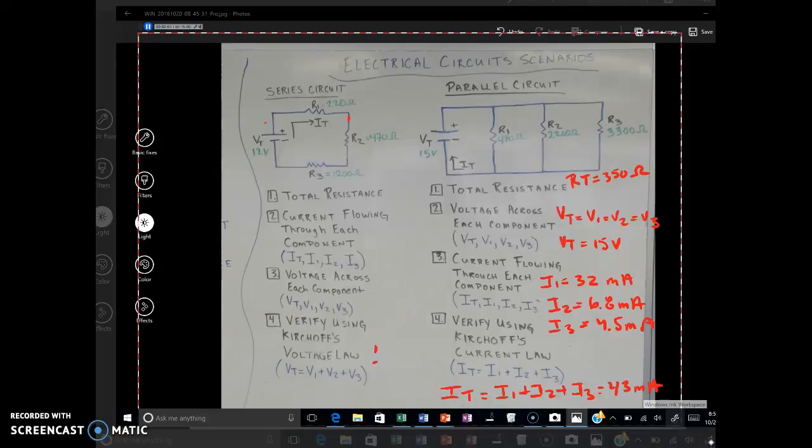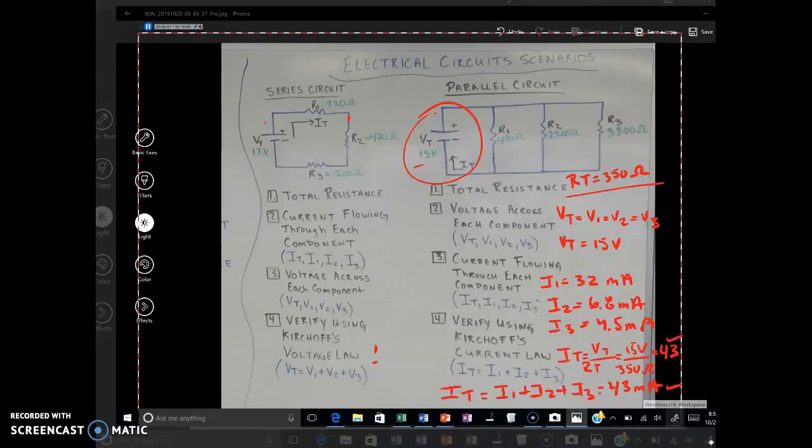Now, if we want to verify that with Kirchhoff's law, we need to find the total current going across the battery source, right? Which is right here. So we know VT is 15 volts, right? And we just solved for RT because we said RT was 350 ohms. So now we can solve for IT. So IT, according to Ohm's law, would be VT all divided by RT, which would give you 15 volts all divided by 350 ohms, and that would come out to 43 milliamps, which indeed is in line with Kirchhoff's law.